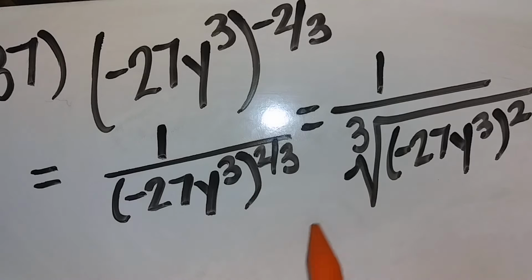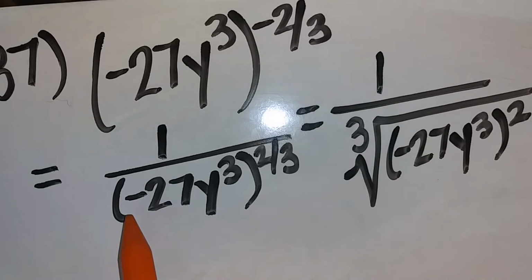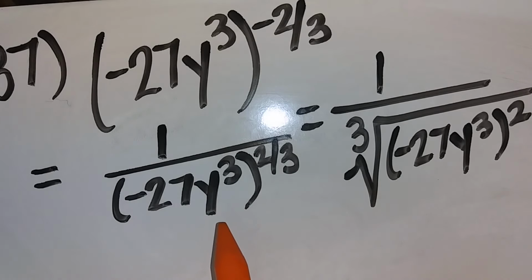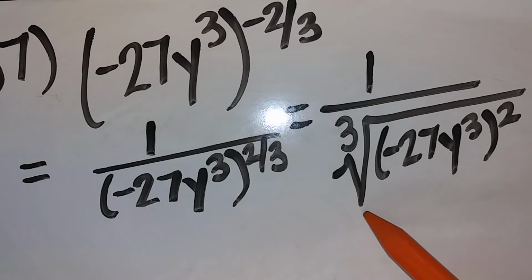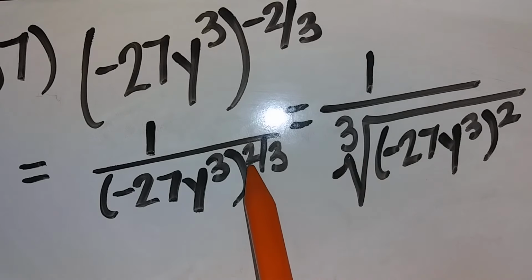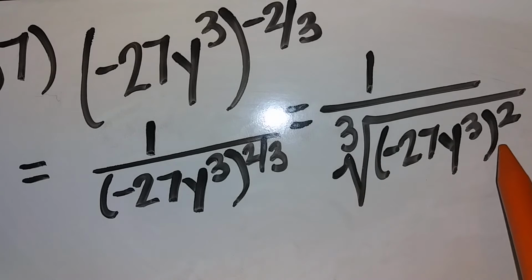The only thing that changes is that negative 2/3. It becomes positive. But make sure you do not touch that coefficient. Keep it like it is. Now, I have made my exponent positive, so I want to rewrite it as a radical notation. When I say radical notation, I'm going to see some type of rule. We know that the index is 3 and my exponent is 2. So now this means that I write all of this down, the negative 27y to the third, twice.